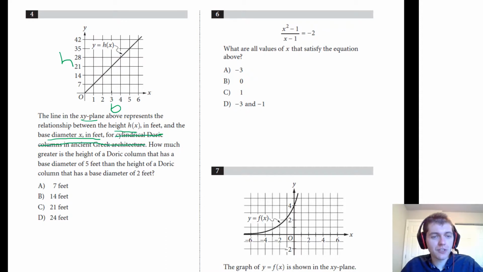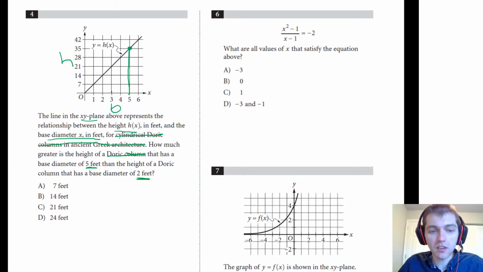Greek architecture. How much greater is the height of a Doric column that has a base diameter of 5 feet greater than the height of a Doric column? Wow, they said Doric 3 times in a math problem. Doric column that has a base diameter of 2 feet. So what they're asking for here is to use your x on the graph at 5 feet and 2 feet, figure out what the h of x is at that point, so what the height is at that point, and then subtract the two. So they're asking for, with a base diameter of 5 feet.